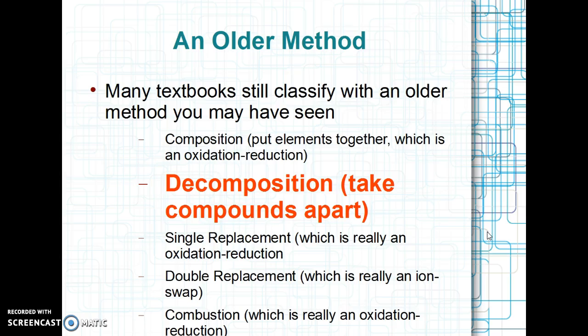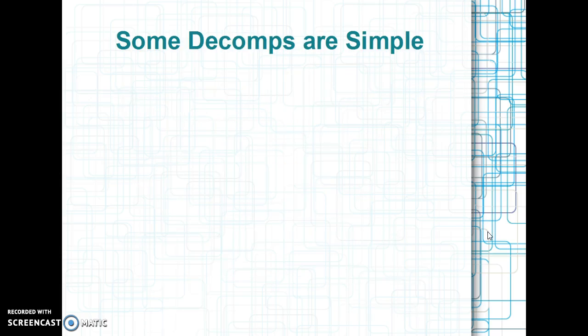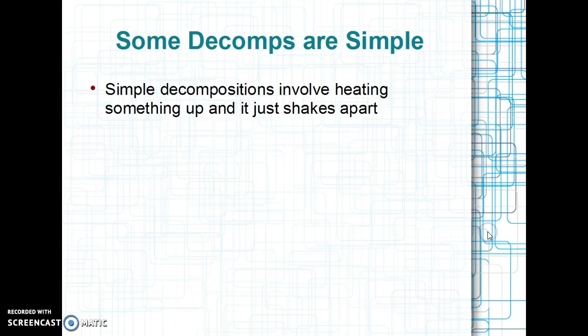Now let's talk specifically about decomposition, because we have classified everything else as either an oxidation reduction or as an ion swap. Some decomps are in fact simple. For instance, we'll get to copper sulfate in a second. Simple decompositions involve just heating something up so that the atoms, or really ions, continue to move and move faster and faster and faster until they break up, or until the molecule splits off from an ionic compound.